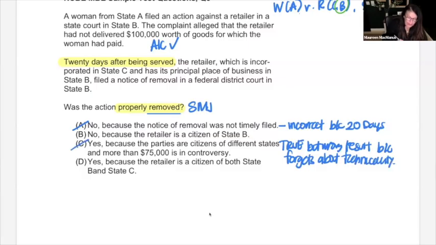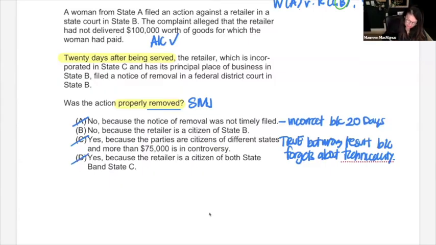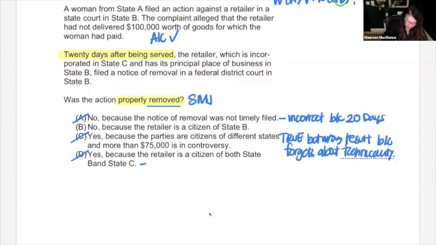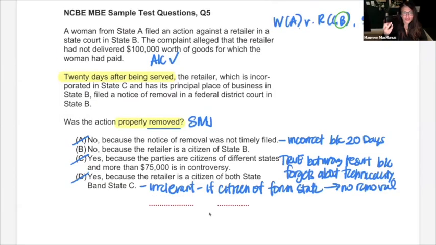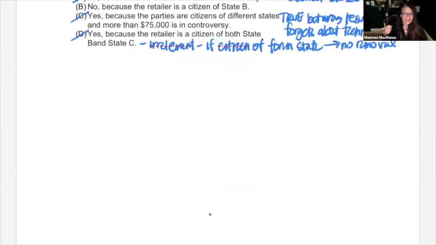So that's incorrect. And we do this every time. Yes, because the retailer is a citizen of both state B and state C. That's incorrect because it doesn't matter. This is irrelevant if you're a citizen of one of the states, if citizen of the forum state, and it's based on diversity, no removal. If it's federal question, you can remove, but if it's diversity, you can't. All right, so we get so much out of that one question.